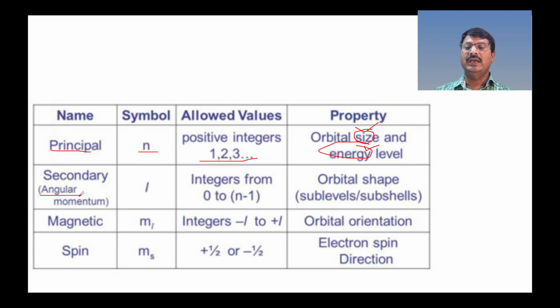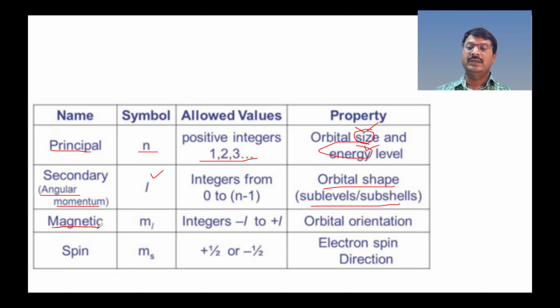The second one is the angular momentum quantum number, denoted as L, and it depends upon the n values. The L values will be from 0 to n minus 1, and it gives the information about the shape of the orbital or the subenergy levels, that is, the number of subenergy levels.